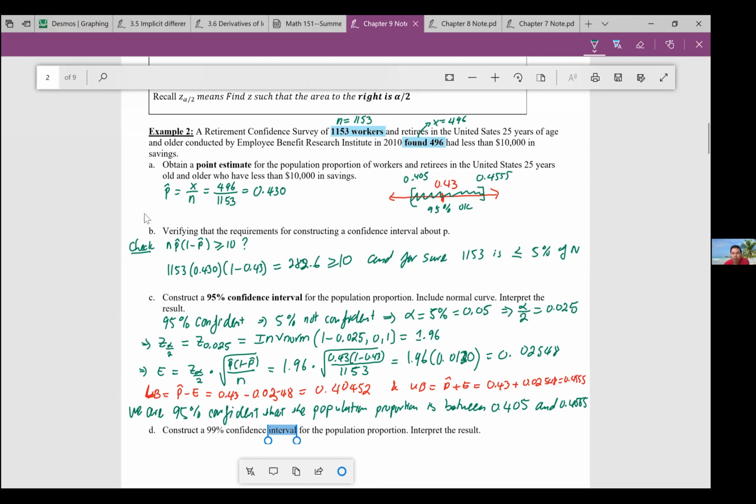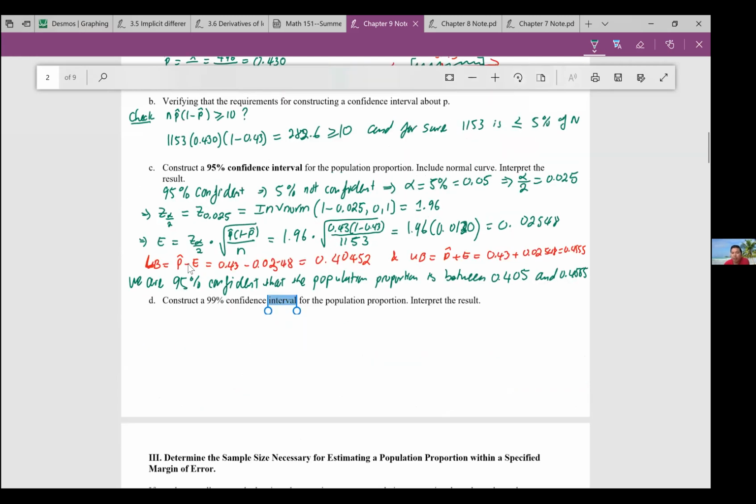All right, so please go ahead and give it a try for part D. Part D wants us to find the 99% confidence interval. Part C we did together with 95%. Now it's your turn. Let's see if you can get the 99% confidence interval for the population proportion. P hat is still the same. The only thing different will be Z alpha over 2. That makes the difference for those two.